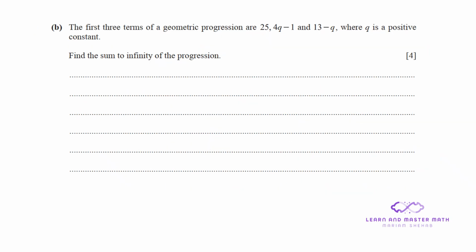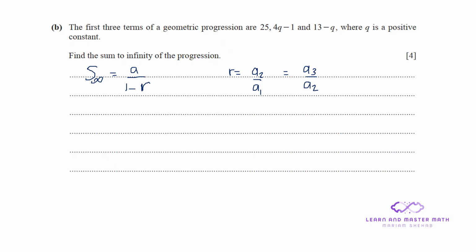Now, question 8 part B, we have the same first three terms, but this time our sequence is a geometric progression. And he's asking us to find the sum to infinity of the progression. So we need S infinity, which is equal to the first term A over 1 minus R. And in this case, we need to find the common ratio R, which is equal to A2 over A1, and also it's equal to A3 divided by A2. So from this equation, I'm gonna start and substitute the data here.